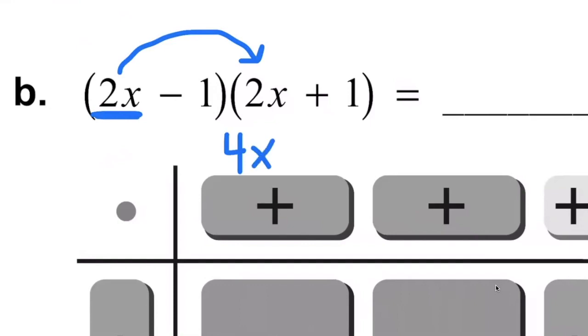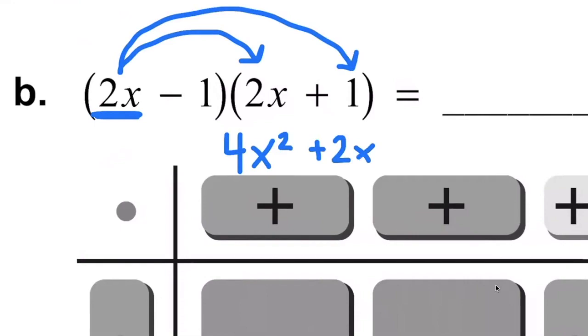Next, I have to take my 2x times 1, which gives me a positive 2x. Next, I take my negative 1 times a 2x. So that's going to give me a negative 2x. And then a negative 1 times a positive 1 gives me a negative 1.